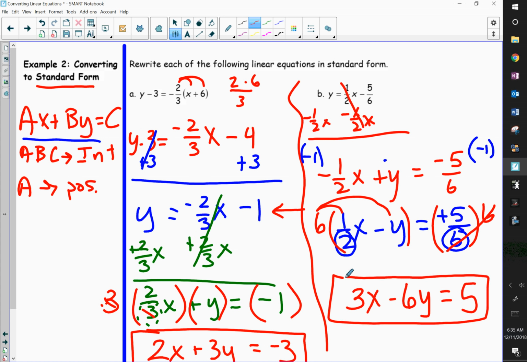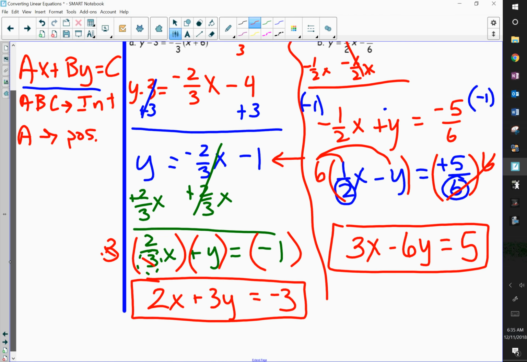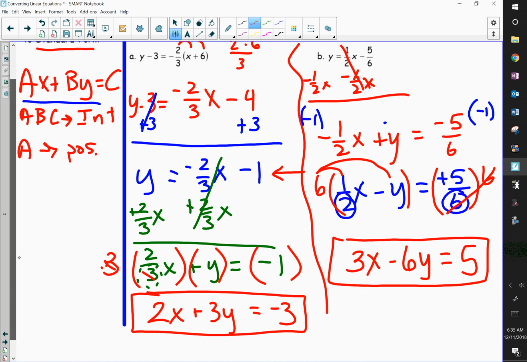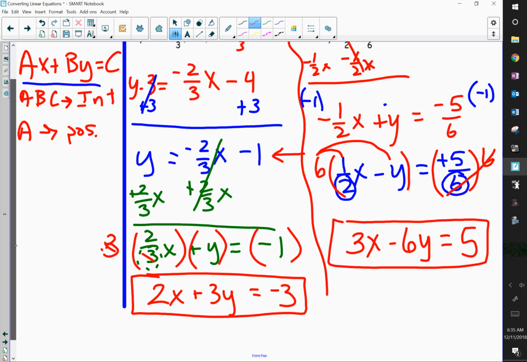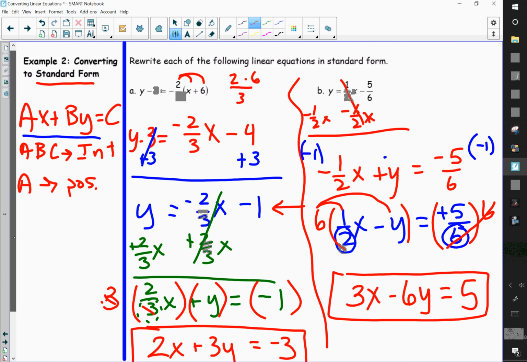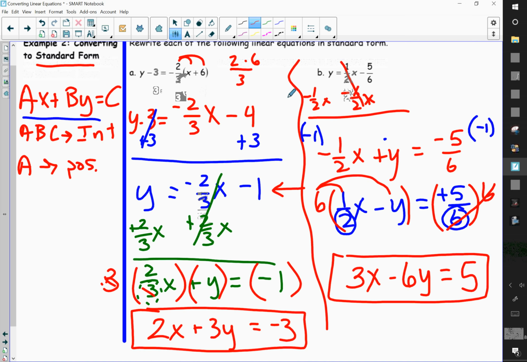And that's it. Now, these problems are probably most difficult for most students because there's a lot more work involved. But just follow each of the steps. Just remember you're trying to get everything on the left that is an x and a y, and everything on the right that's a number.